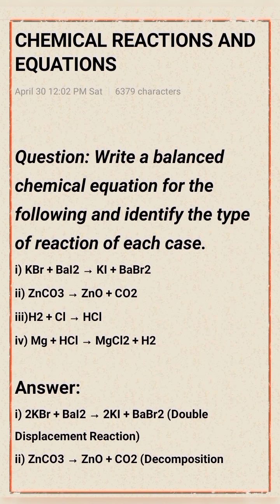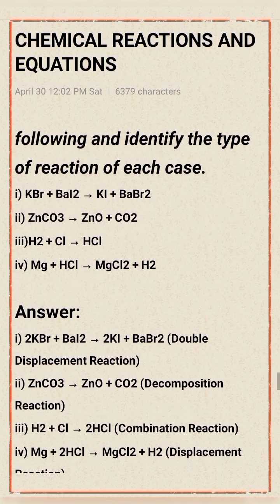Next question, write a balanced chemical equation for the following and identify the type of reaction in each case. Number 1, KBr plus BaI2 form KI plus BaBr2. The balanced equation is 2KBr plus BaI2 product 2KI plus BaBr2. This type of reaction is a double displacement reaction.